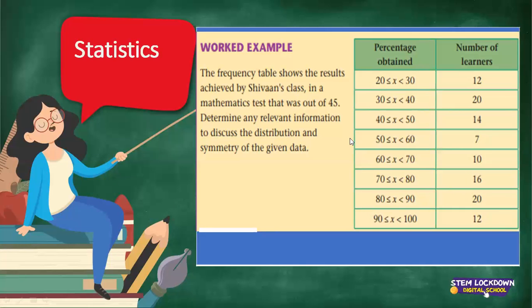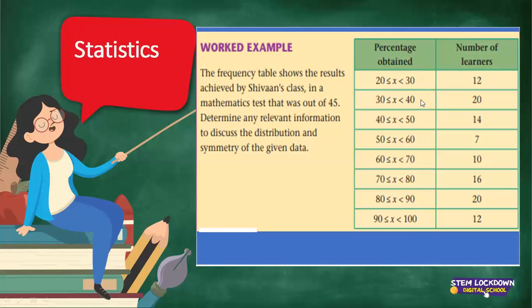Again, we are starting off with the mean mark. To determine the mean mark, you need to find the midpoint first. To get the midpoint, we say the upper limit plus the lower limit divided by 2. So that will do for all of these. We say 30 plus 20 divided by 2. That is 50, and 50 divided by 2 will be 25. That means the mid mark is 25. The same thing, 40 plus 30 is 70, 70 divided by 2 is 35.